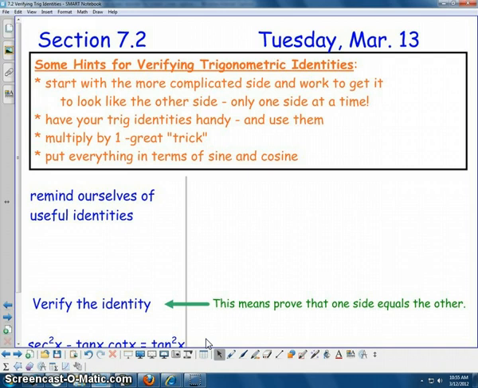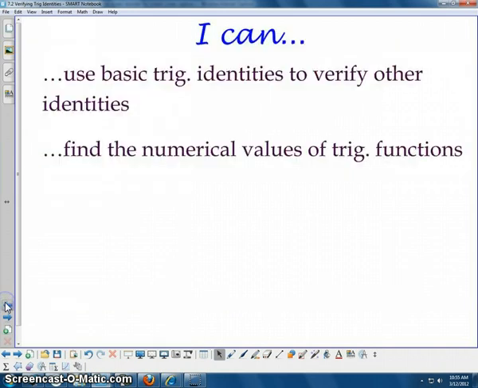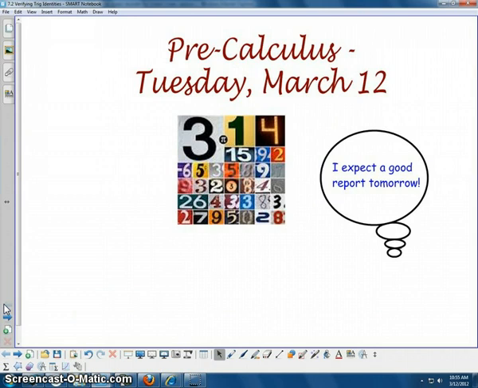It is Tuesday the 13th, and we're one day closer to Pi Day, so I know everybody's expecting excitement tomorrow. That definitely will happen. I also expect a really good report tomorrow, so again, please be good.